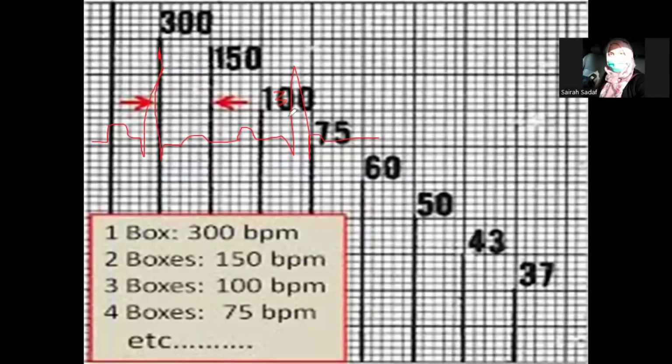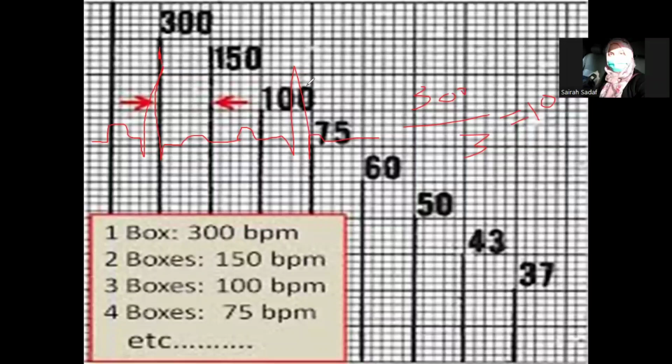Let's just think that this R wave is coinciding or touching this dark line, and this R wave is touching this dark line. Okay. Now calculate the number of boxes. These are 1, 2, 3. Now what you have to do is divide 300 by 3, and you will get 100. Got it?